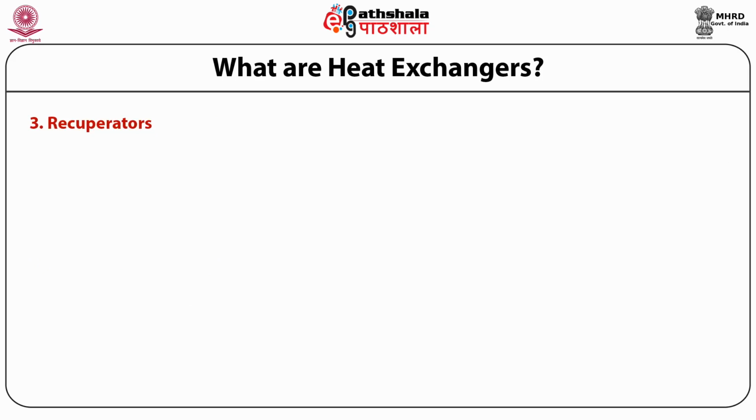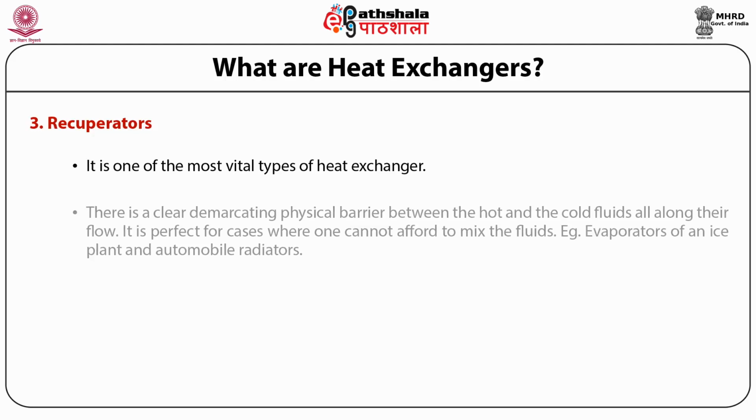Third one is recuperators. It is the most vital type of heat exchanger. There is a clear demarcating physical barrier between the hot fluid and the cold fluid. During the flow, the demarcating barrier between the hot fluid and cold fluid also exists. It is perfect for cases where one cannot afford to mix the fluids. Examples in food processing are evaporators of an ice plant. Another application in other industries is automobile radiators.